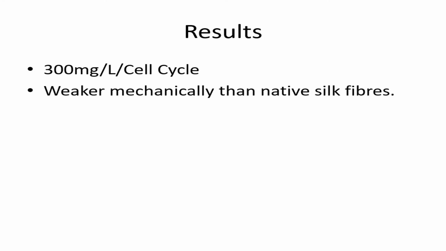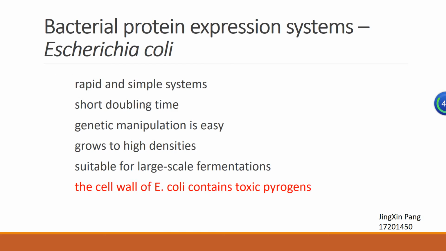This research showed that E. coli was the most effective at producing the spider silk with 300 milligrams per liter per cell cycle. However, it was found that recombinant spider silk had weaker mechanical properties than native silk, so we will have to wait and see if the products can be improved in quality.